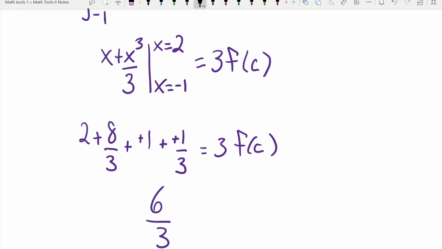So in this case, the integral over the interval from -1 to 2 was 6, and the length of the interval was 3. That tells us that there is an output on that interval, which happens to be 2 in this case, which we could multiply by the length to get that integral, which was 6.